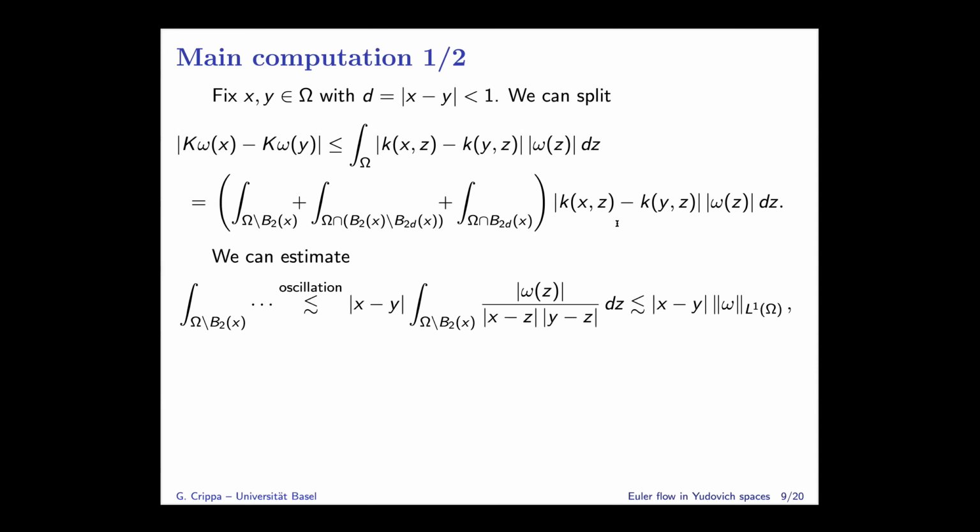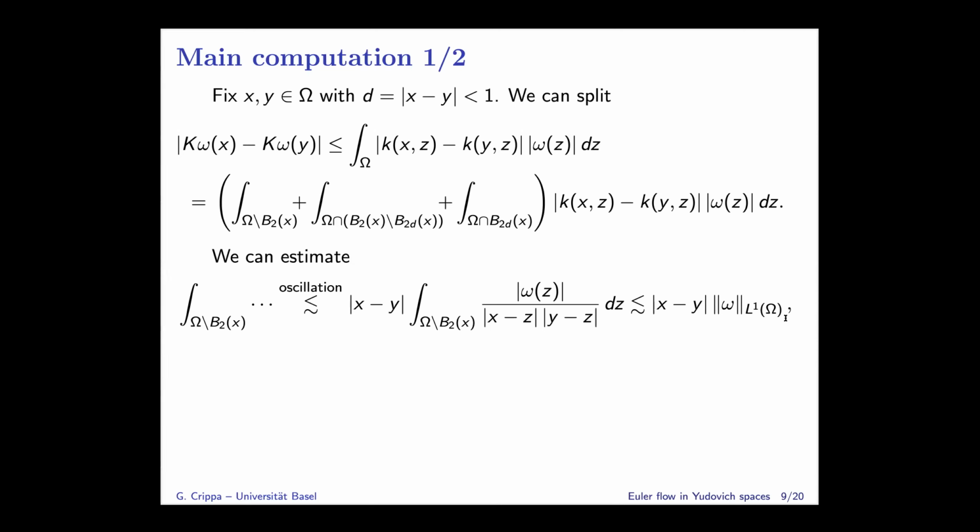So for the far away one, that's the easy contribution. Here I take out, using the oscillation property of the kernel, x minus y, and then I have a stuff which I can integrate. Here I am away from the singularity. I get a global L1 norm of the vorticity. So here I get the Lipschitz piece.